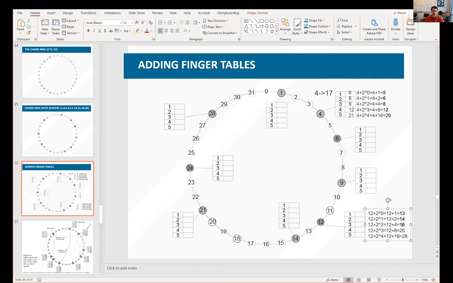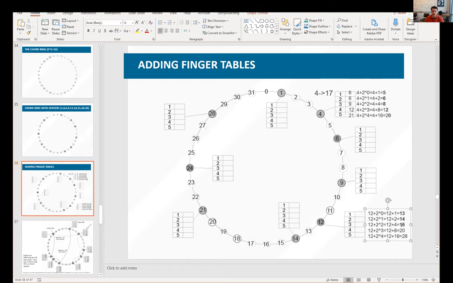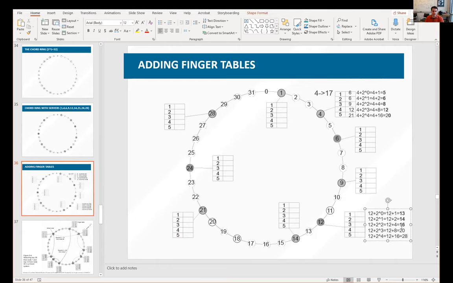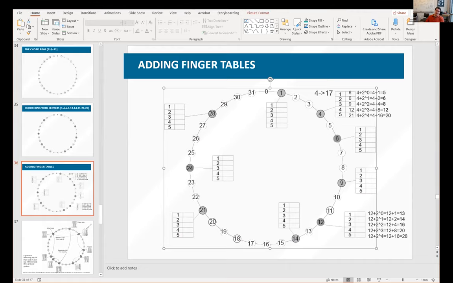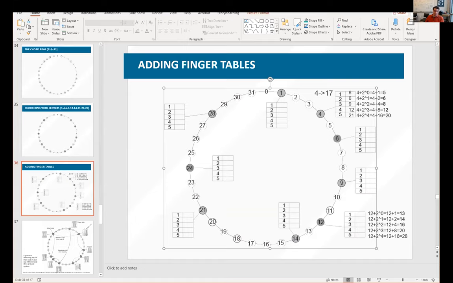Okay, so now we're looking for node 17. That's right here between 16 and 20. So we're going to send it to the node responsible for 16, which is 21, and 21 would have our data. Okay. Question about our finger tables: do we cache, or do we do this on each lookup?